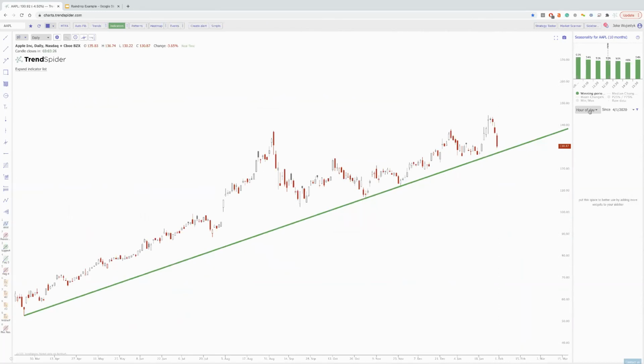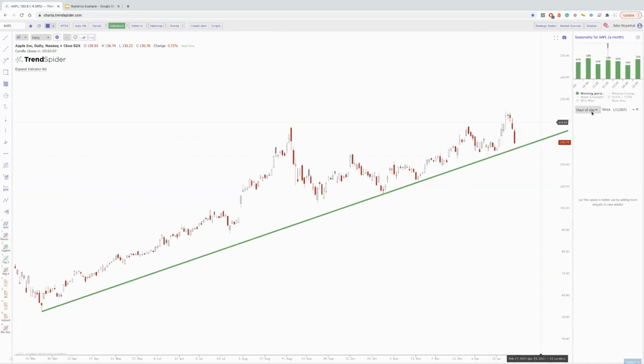You can see hour of the day. Maybe you want to see for January, how has each hour of the day performed? So you're looking at more of maybe just this month. You can do that as well. So a lot of different ways you can use the seasonality tool, whether you're a swing trader, day trader, scalper, all of these different things. So definitely check this out. It's something that I use all the time.